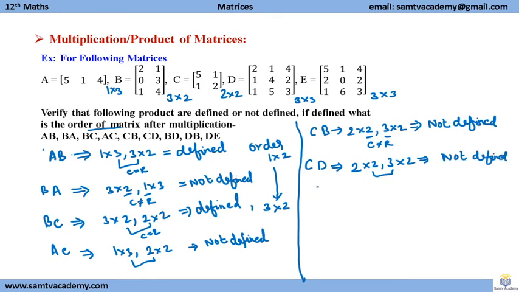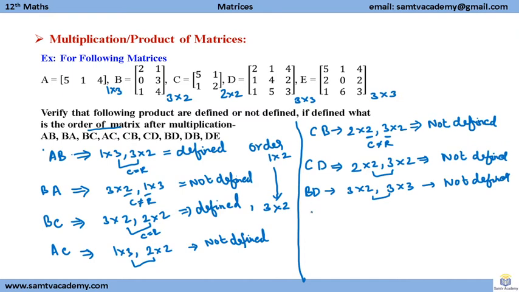Next we will take the next example, BD. The order of B is 3 by 2. The order of D is 3 by 3. Here also column is not equal to row, so it is also not defined.